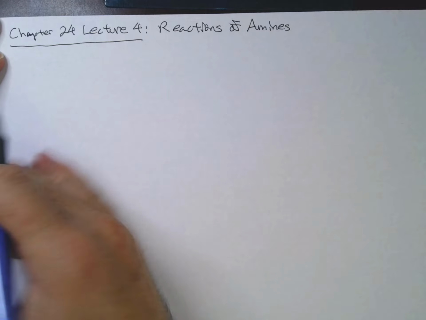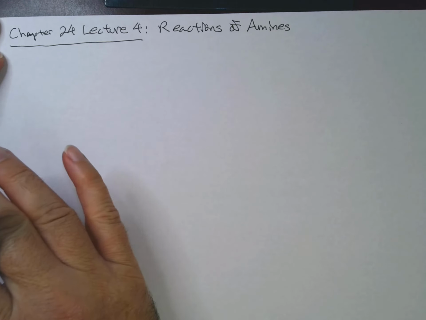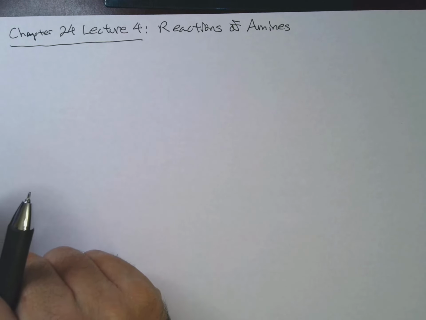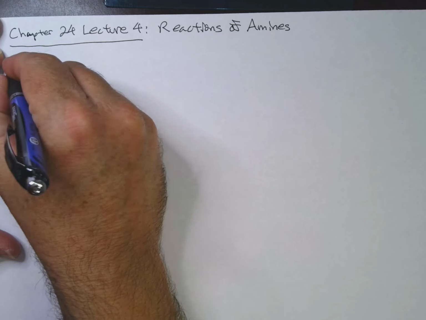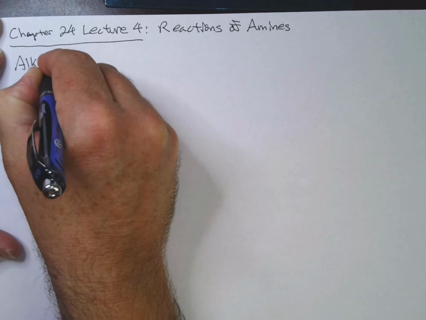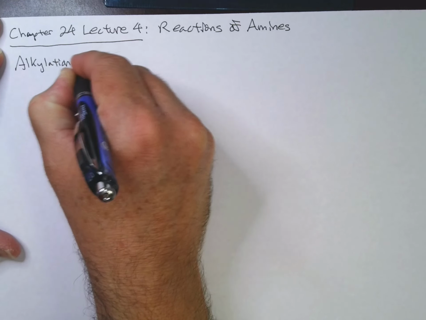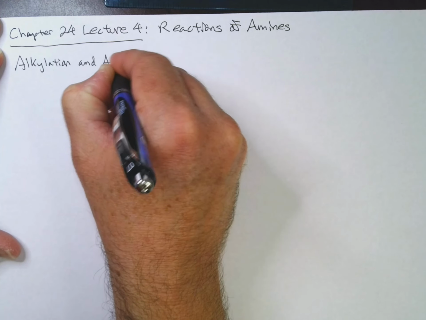In this lecture video, we will take a look at some reactions of amines. Start out by looking at reactions that we've seen so far, but from maybe the other way around. What do I mean by that? Well, let's look at alkylation and acylation.